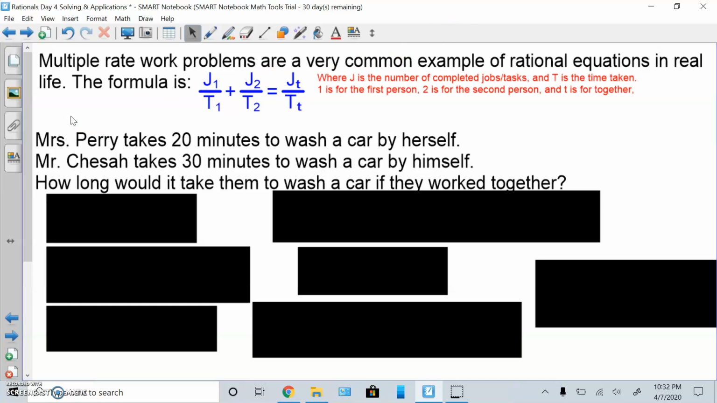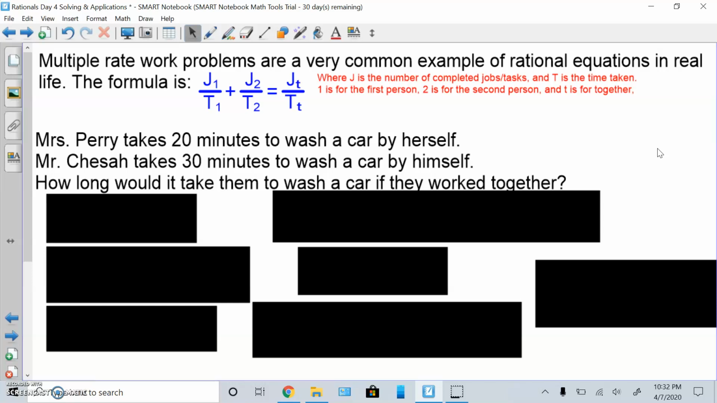Mr. Chesa takes 30 minutes to wash a car by himself. How long would it take them to wash a car if they work together? So the first misconception is you cannot just add the times together. It's not 20 plus 30 is 50 minutes. That's slower than by himself. So if they take longer together, there's no reason to work together.